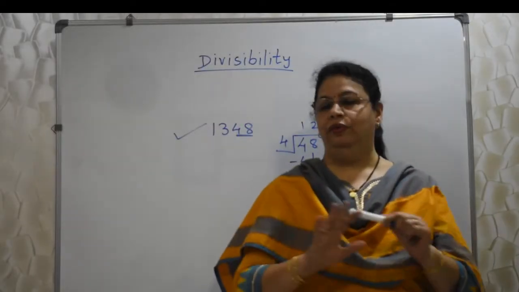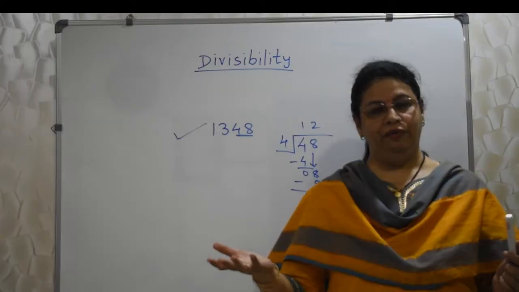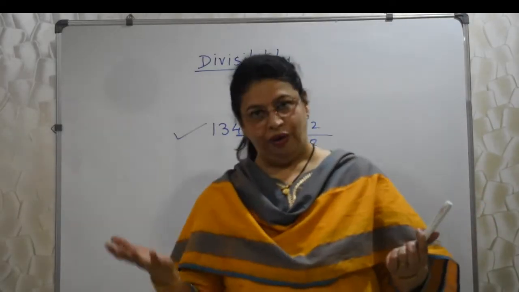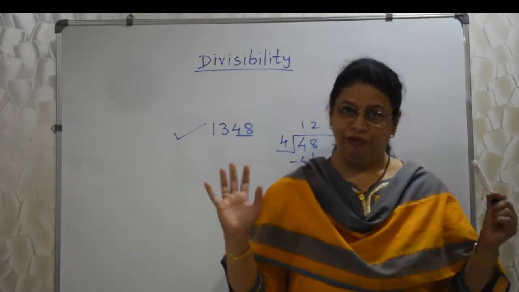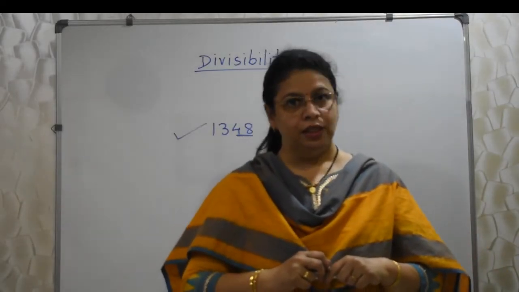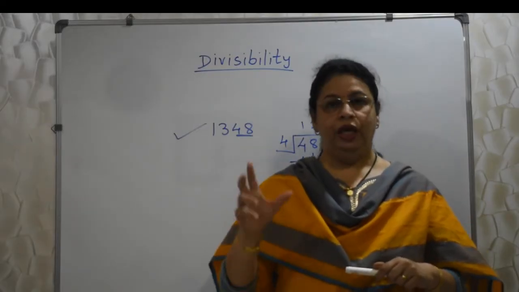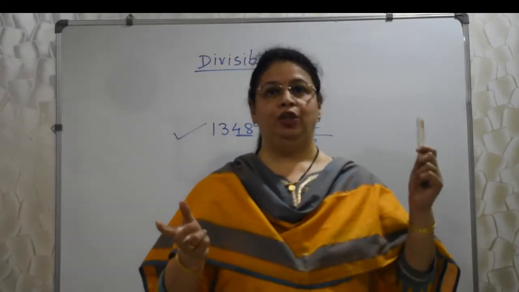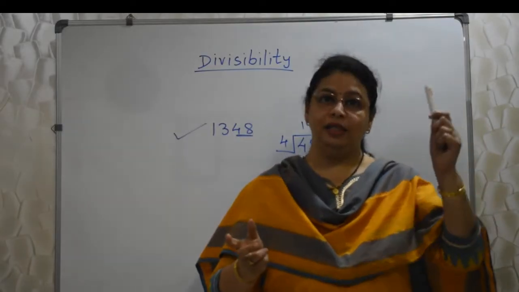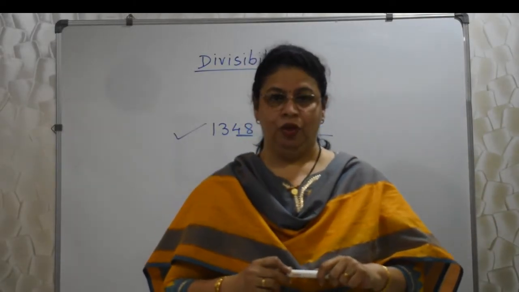Divisibility of 5 is the simplest thing. If the units place is 0 or 5, then it is completely divisible by 5. Divisibility of 6. 6 does not have its own divisibility. It depends on 2 and 3. If a given number is divisible by 2 as well as 3, then it is divisible by 6.